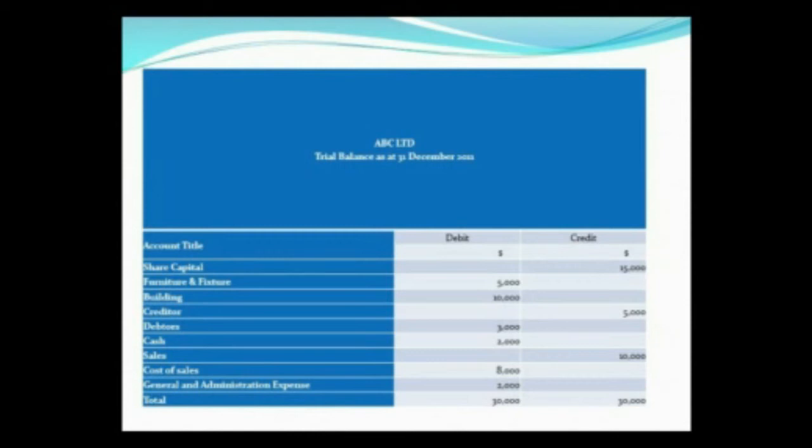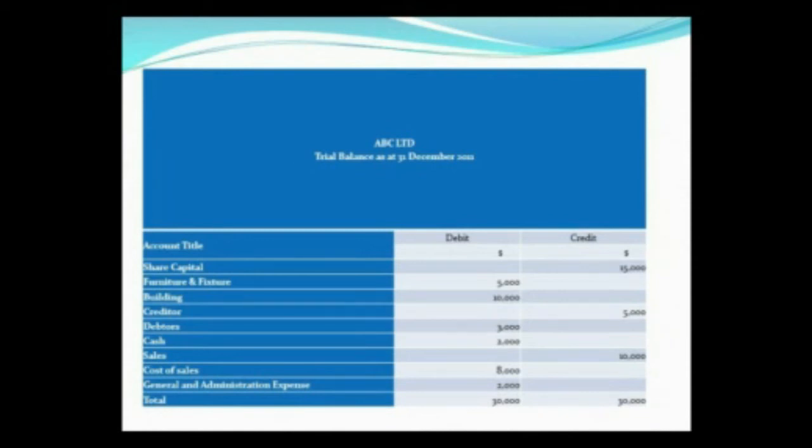After that, we make three columns. The first column is the account title, the second column is debit, and the third one is credit. We mention all the account titles which we have made as a result of the transactions which have occurred in the previous financial year.